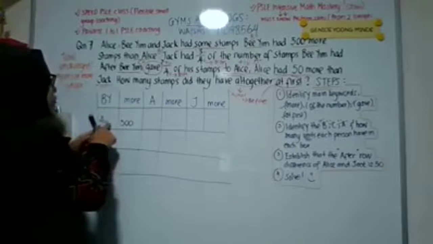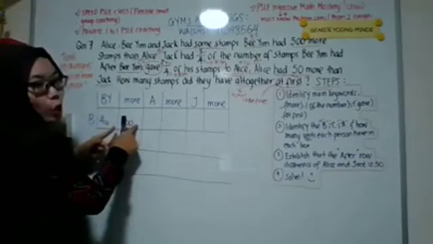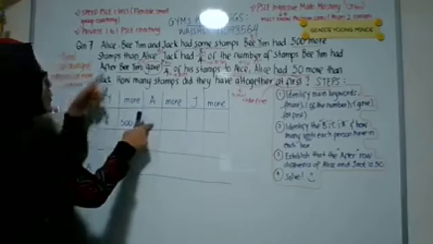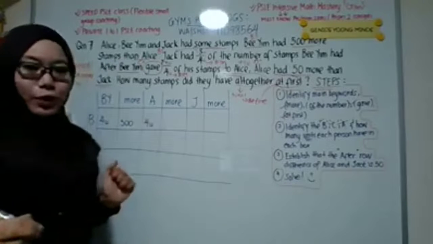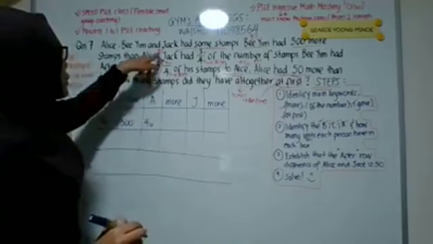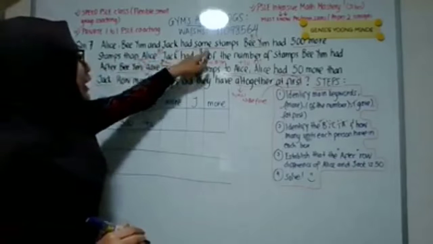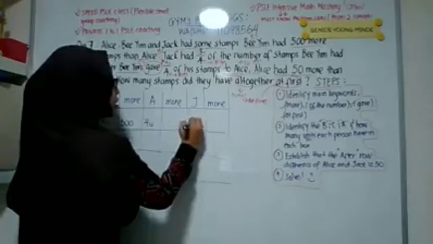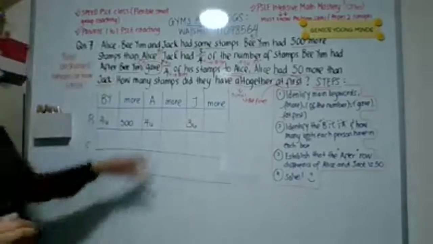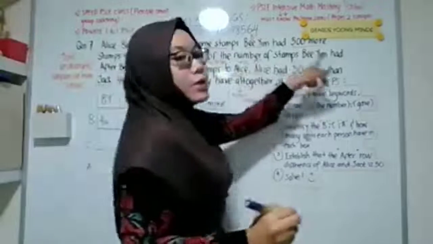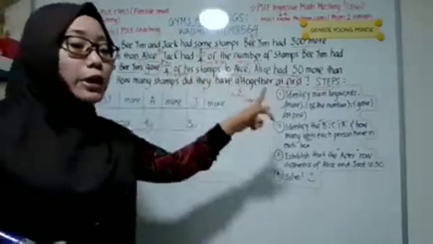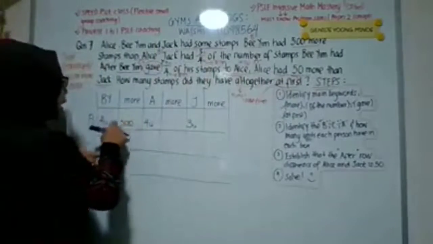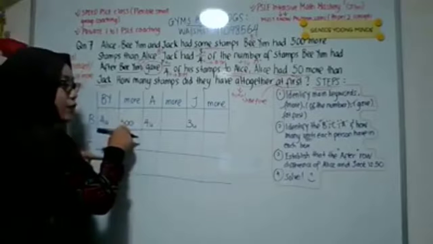So if Beam is 4 units with 500 more, Alice, which they are comparing the first line, is actually 4 units. Okay, now we go back here. We have Jack had 3, so this is 3 units, out of 4, the number of stamps Beam had. Clear? 3 out of 4 means 3 belongs to Jack, 4 belongs to Beam. But you see Beam has more here. Can you see the 500 more?